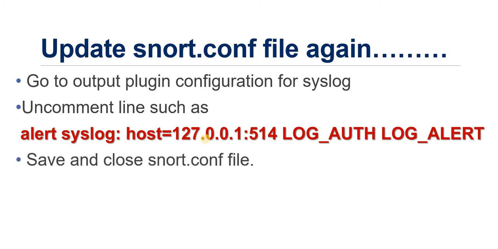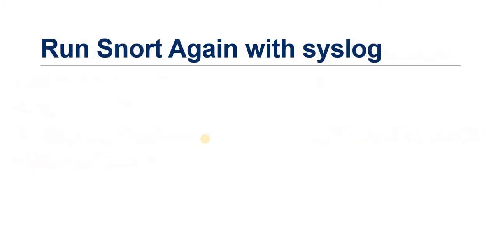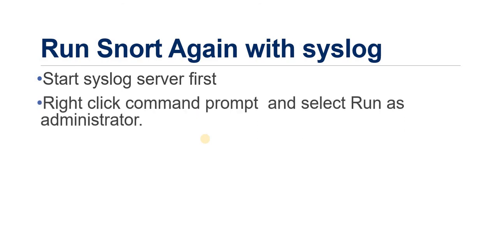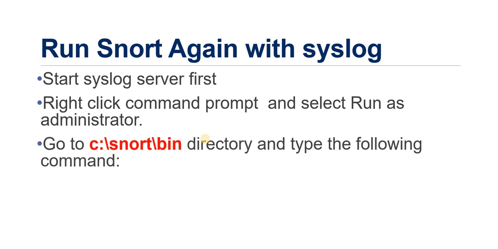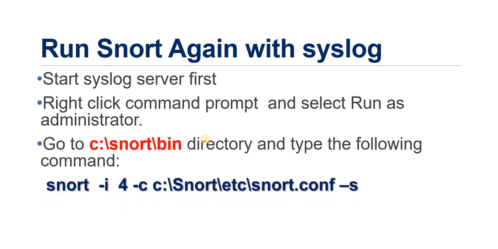Then save and close your configuration file and run Snort again with the syslog. First start the Syslog server, then open the command prompt in admin mode, go to the Snort bin directory and follow the same command, but instead of console you have to use minus or hyphen s, which means log the output into the syslog viewer. So s means system log. You have to generate the system log. Instead of displaying the output on a console, you display the output in a syslog viewer.